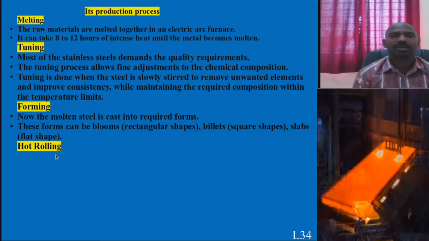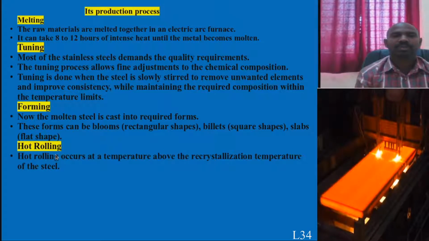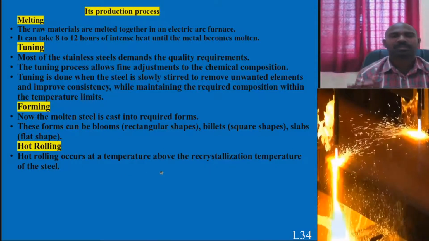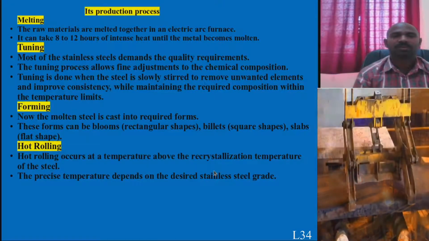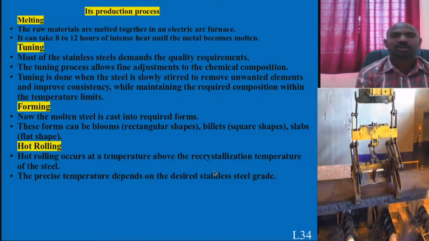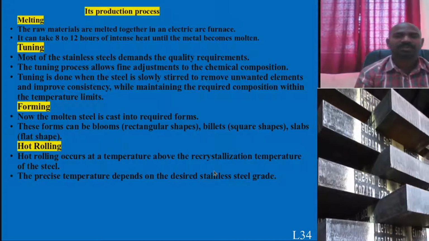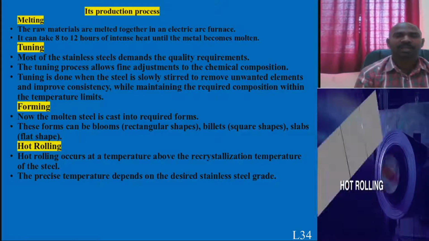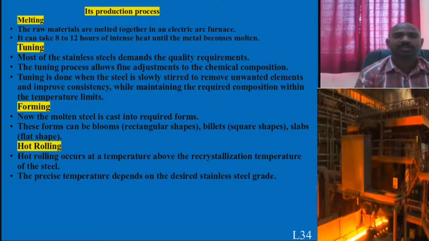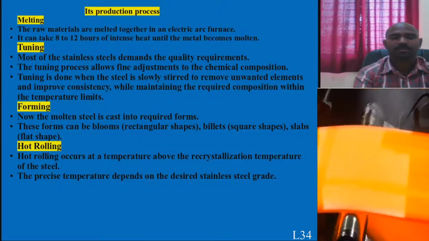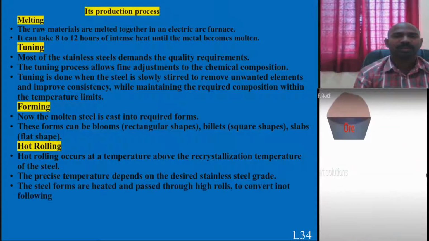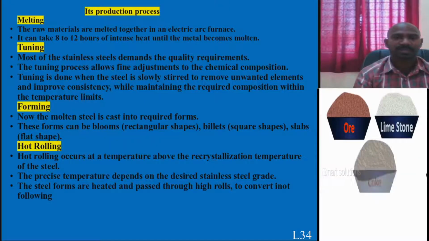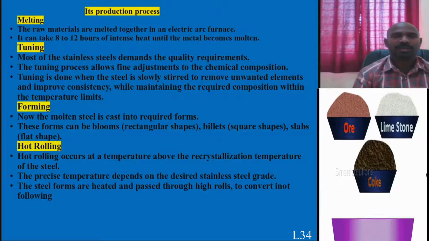Next step is hot rolling process. Here the temperature is very important. Usually above recrystallization temperature is chosen. The precise temperature is also chosen with respect to the stainless steel grade, whether it is ferrite grade or martensite grade. The temperature is also chosen, lower temperature, higher temperatures, all those things usually you will find in more information textbooks. And these particular forms are made by these particular rolls.